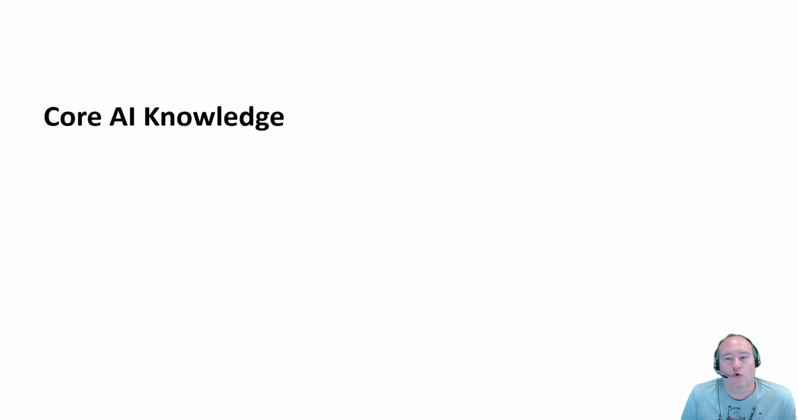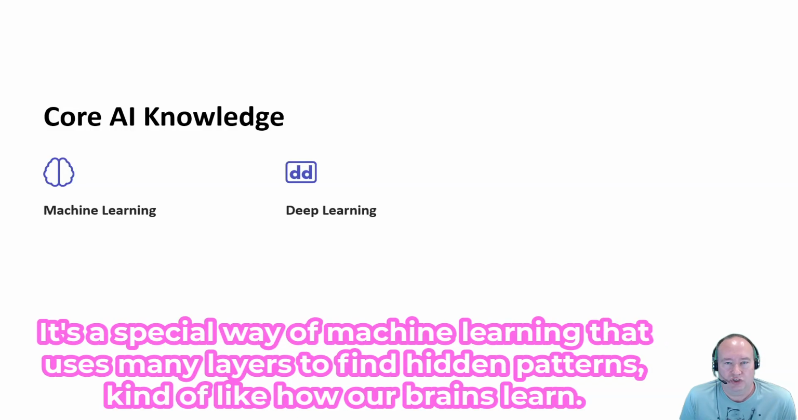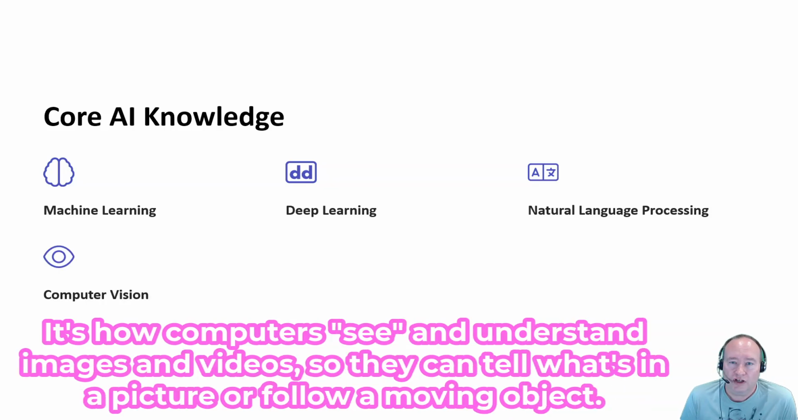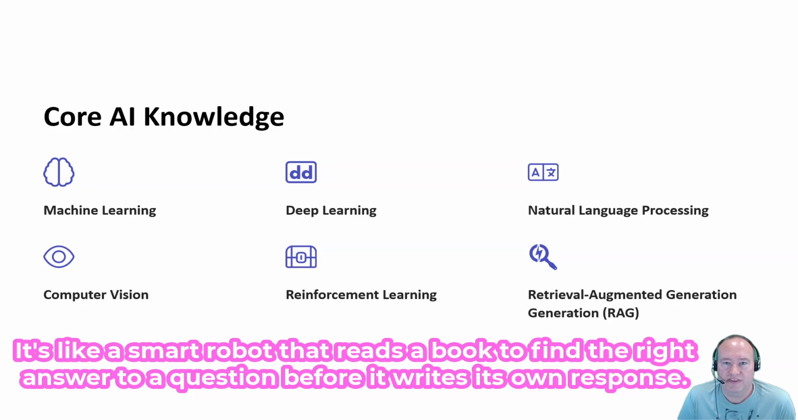First off, what core knowledge do you need to focus on as a developer? Number 1 is machine learning. Number 2 is deep learning. Number 3 is natural language processing. Number 4, computer vision. 5, reinforcement learning. And the 6th core skill is retrieval augmented generation, or RAG.